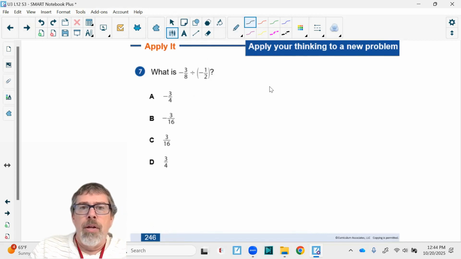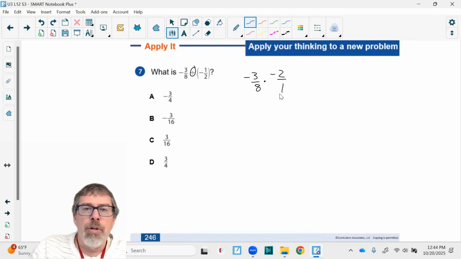Apply it. So I'm going to do the multiplication of the reciprocal on this one. Negative 3/8 times negative 2 over 1. See what I did? Division became multiplication. Half became 2 over 1. A negative times a negative is positive.